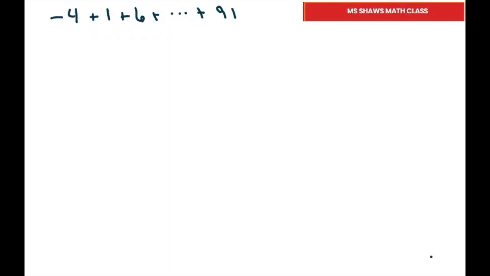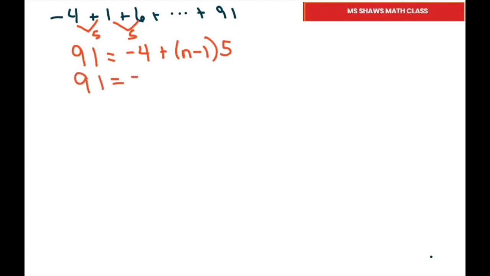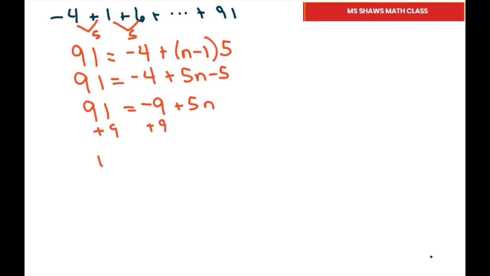Okay? And we do the same thing on all of these. So we're going to use our last term equals your first term plus n minus 1 times your common difference. We keep adding 5 here, so your common difference is positive 5. Then you simplify this. You get 91 equals negative 9 plus 5n. So you add 9 to both sides, and you get 100 equals 5n.